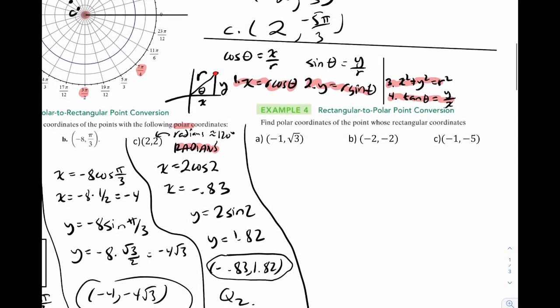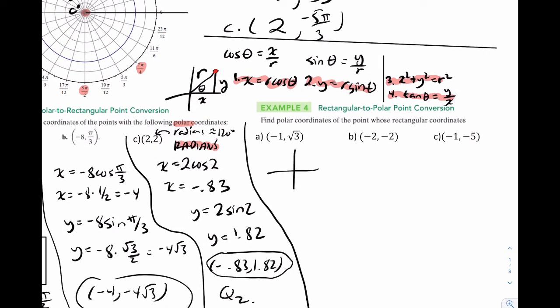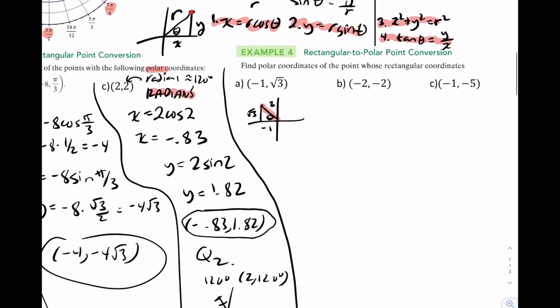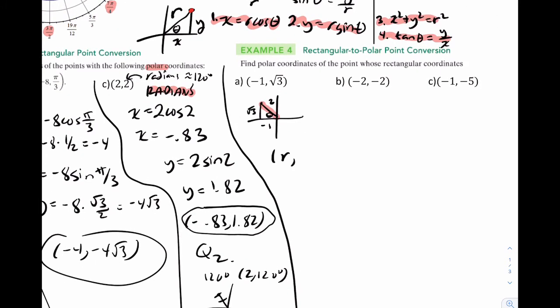For these, I recommend drawing it because it's going to make your work a little bit easier. So this is in quadrant 2. Let's draw a triangle here. -1, root 3. Here's our theta. We want to figure out the hypotenuse for polar, right? We want to figure out this part. So hopefully you can do the Pythagorean theorem in your head. You can see that's 2. So notice if we're looking for r comma theta, we already have 2. And again, that's just from using x squared plus y squared equals r squared.